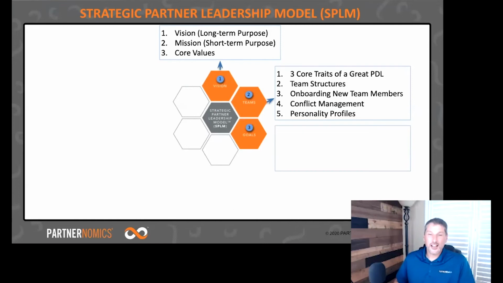So what is the third element of the SPLM? It's goals, right? Goals tell us if we win or lose. It's the goalpost that we put on the field. It's the way that we score points.